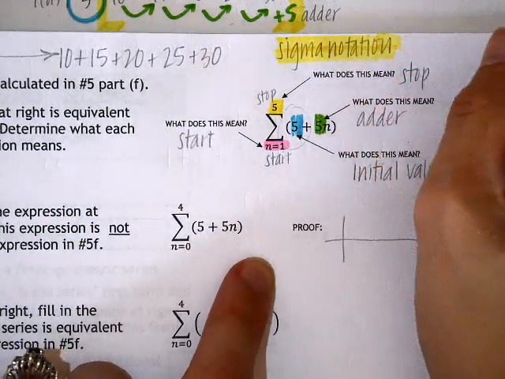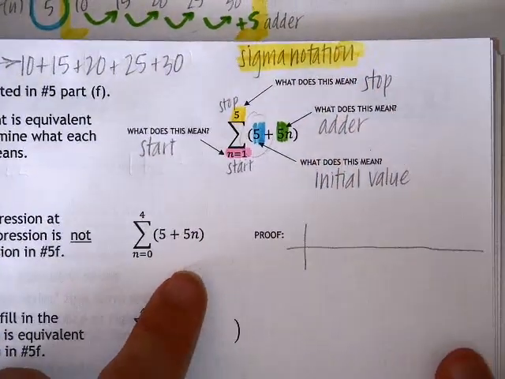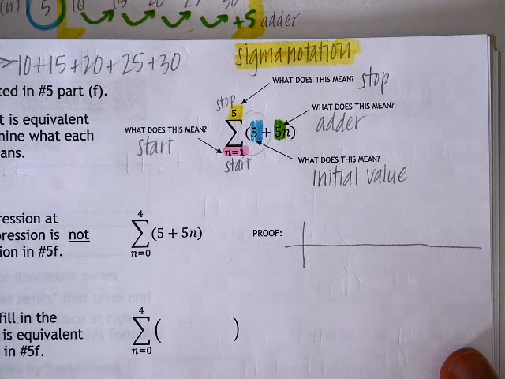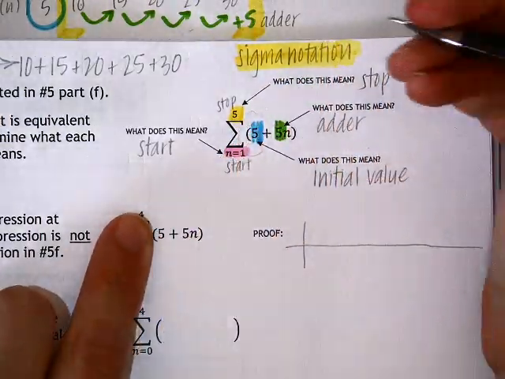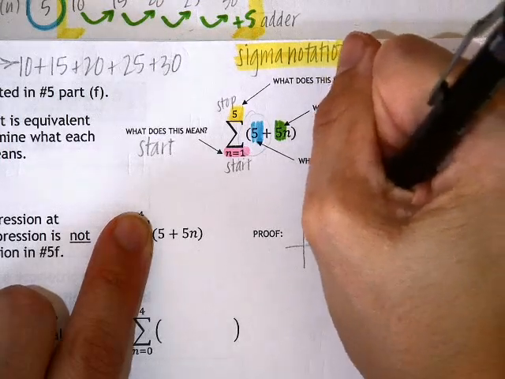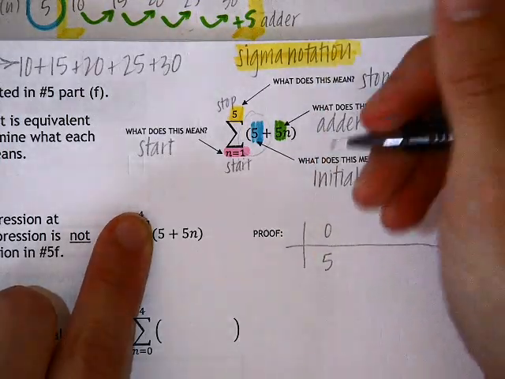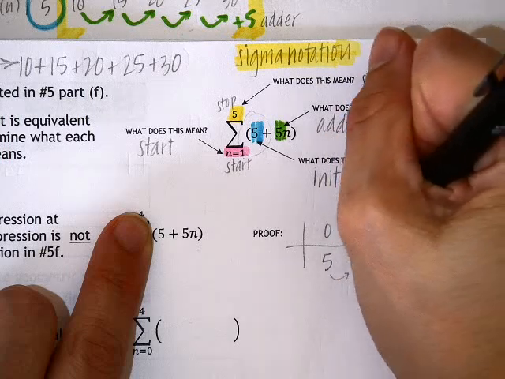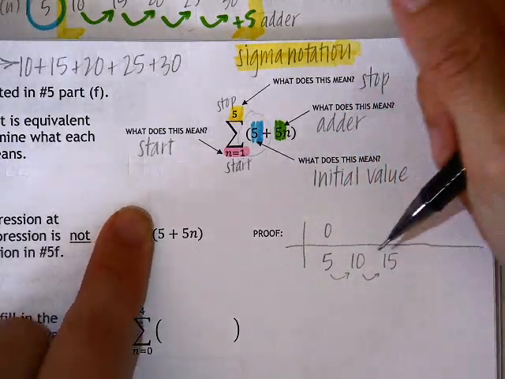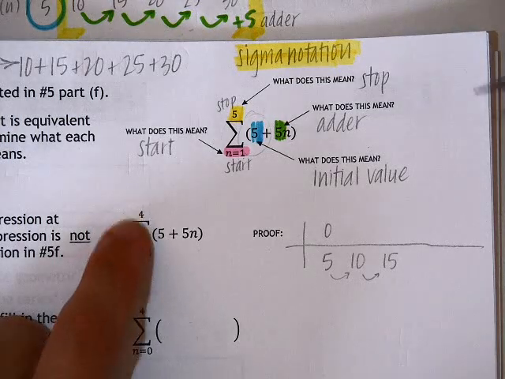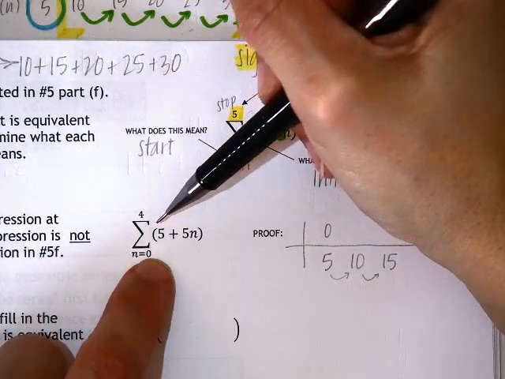So I'm again going to translate this into familiar terms. I'm going to start with what I know about 5 plus 5n. I know that 5 plus 5n has an initial value of 5, and I know that the adder is 5, so 10 and 15, and so on. Now remember, I can build this table as long as I want to, so I'm going to look at my sigma expression to get some guidelines.